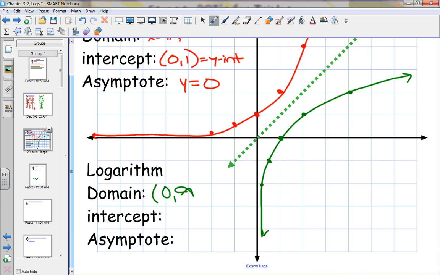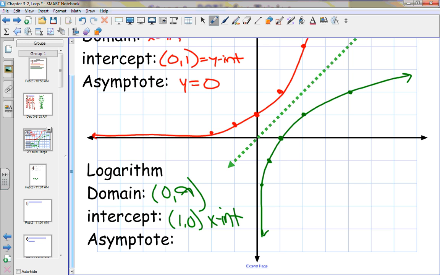0 to infinity. Can it be 0? Is it ever going to touch the y-axis? No. So what does that tell you? It's never going to cross it. There's not a y-intercept, which means what about my intercept? It's an x-intercept, and my x-intercept is the point 1, 0. And this is my x-intercept.